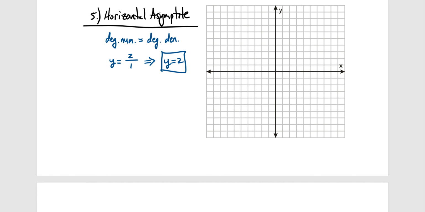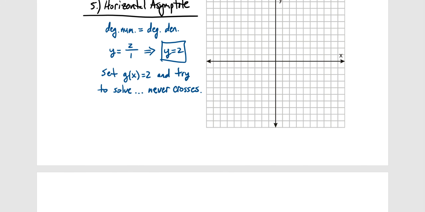And to determine if it crosses it, we would set the function equal to 2, and then we would try to solve for x. What we would find is that the variables cancel off, and when the variables cancel off, that means that it never crosses the horizontal asymptote.